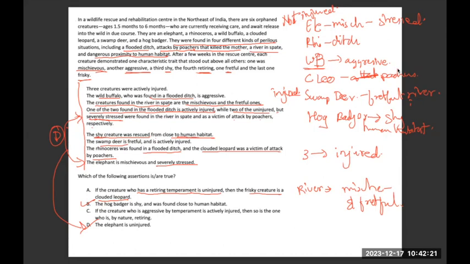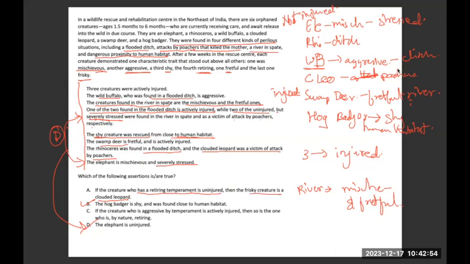So, 3 creatures were actively injured, is what is given. The wild buffalo found in a flooded ditch is aggressive. The wild buffalo is aggressive and it's found in the ditch, the flooded ditch. The creatures found in the river spate are the mischievous and the fretful ones. The mischievous one and the fretful one are the ones found in the river in a spate.